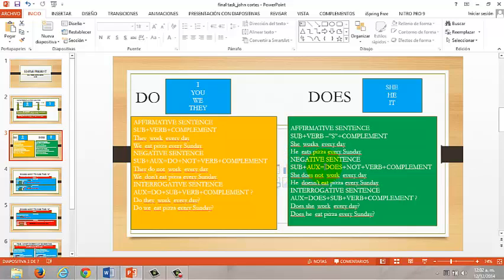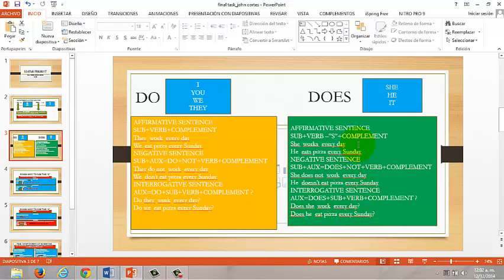Now the negative sentences. Subject plus auxiliary, and in that case the auxiliary is does, plus not plus verb plus complement. So: she does not work every day. In the second sentence, I made the contraction doesn't: he doesn't eat pizza every Sunday. In the interrogative sentence, I changed the order: does plus subject plus verb plus complement. Does she work every day? Does he eat pizza every Sunday?